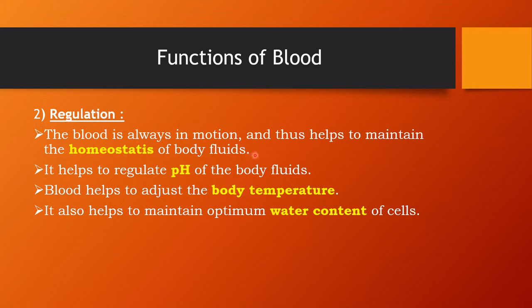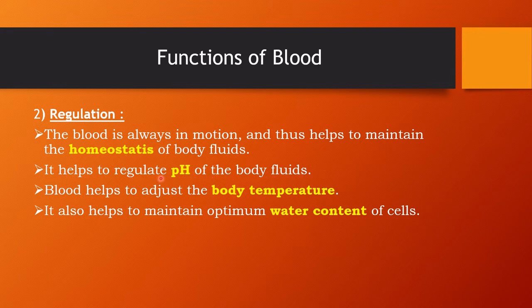Sometimes what happens, sugar level in the blood increases. So what our body does, our body secretes insulin so that blood level will be normal. So this comes under homeostasis. Sometimes temperature of blood comes down, so then homeostasis of body activates and it maintains the body temperature, and same for water content. It helps to regulate the pH of body fluids.